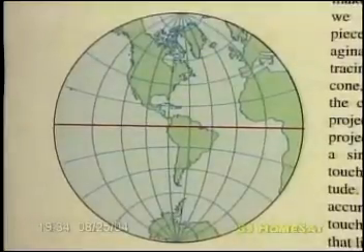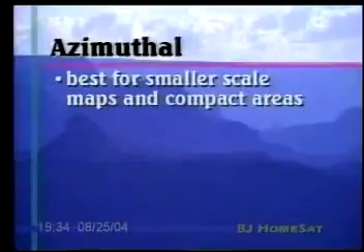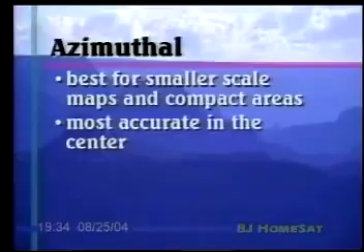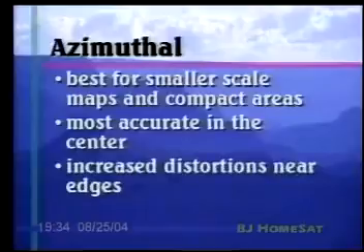Okay? And the azimuthal projection is, remember that each projection has its advantage. It's best for smaller scale maps and compact areas, so you won't see like your entire world maps in the textbook in the azimuthal map. It's most accurate in the center. That's where the globe touches the plane. Okay, so that's where it's going to be most accurate. And then where's the distortion going to increase? If it's most accurate in the center, then the distortion increases near the edges.